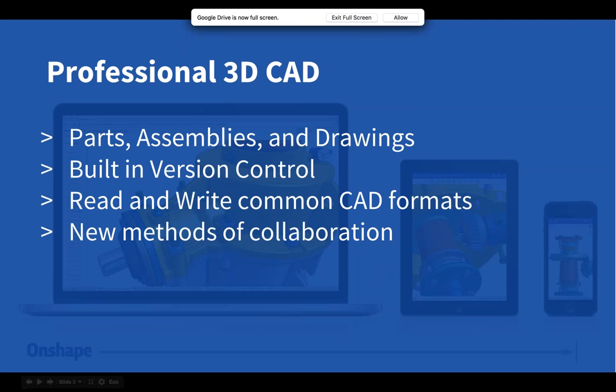The last thing I'd like to mention about Onshape in general is that we do consider ourselves professional 3D CAD. When you think of professional 3D CAD, it's really three pieces: parts, assemblies, and of course, drawings. We have all three major pieces that make up a professional 3D CAD system. But there are some things that really set us apart.